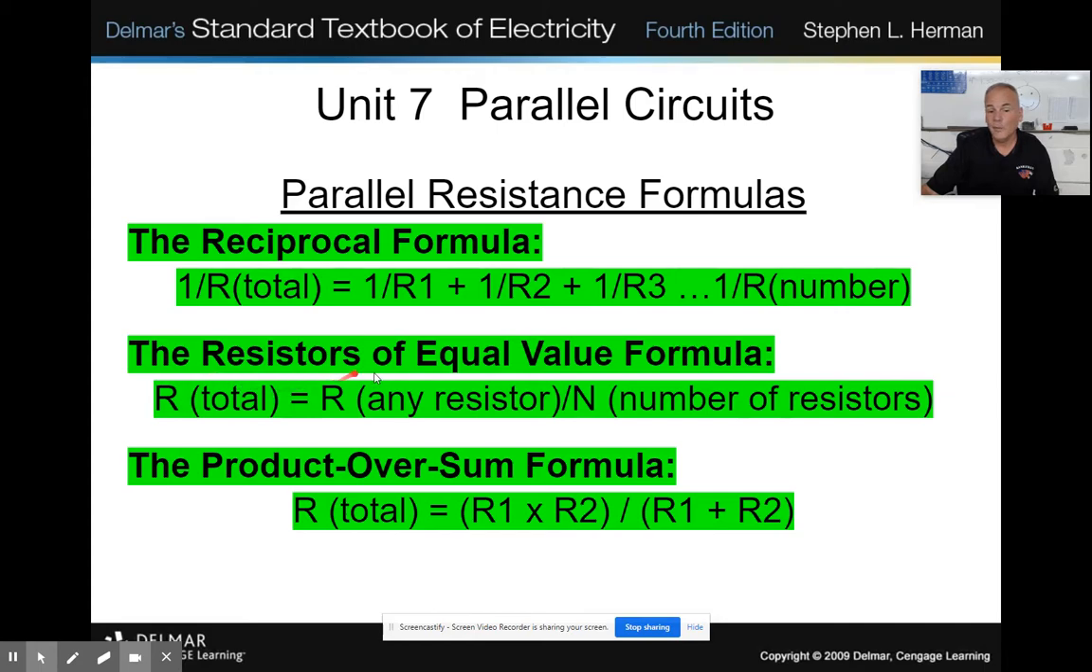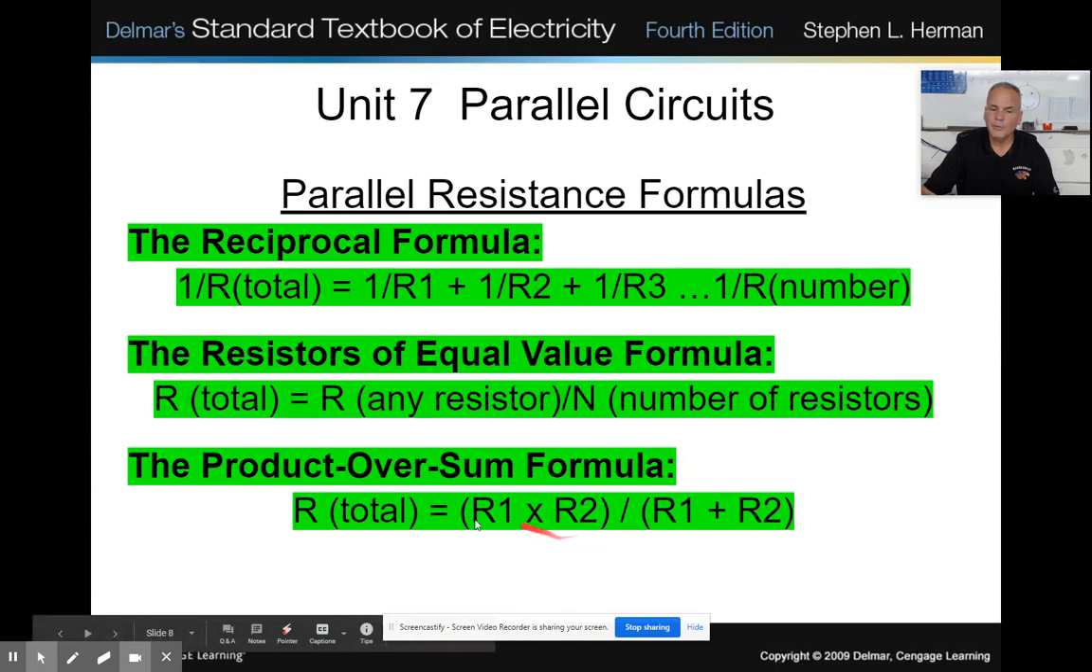If the resistors are all the same value, you take the resistance of the resistors and divide it by the number of resistors. For instance, if you have two resistors and both of them happen to be 100 ohms, it'd be 100 divided by 2, and your total resistance will be 50.